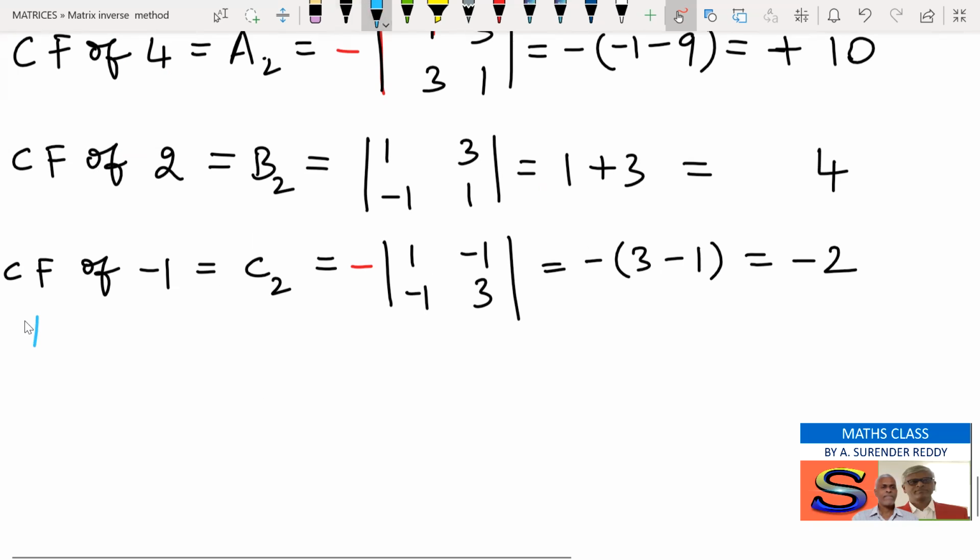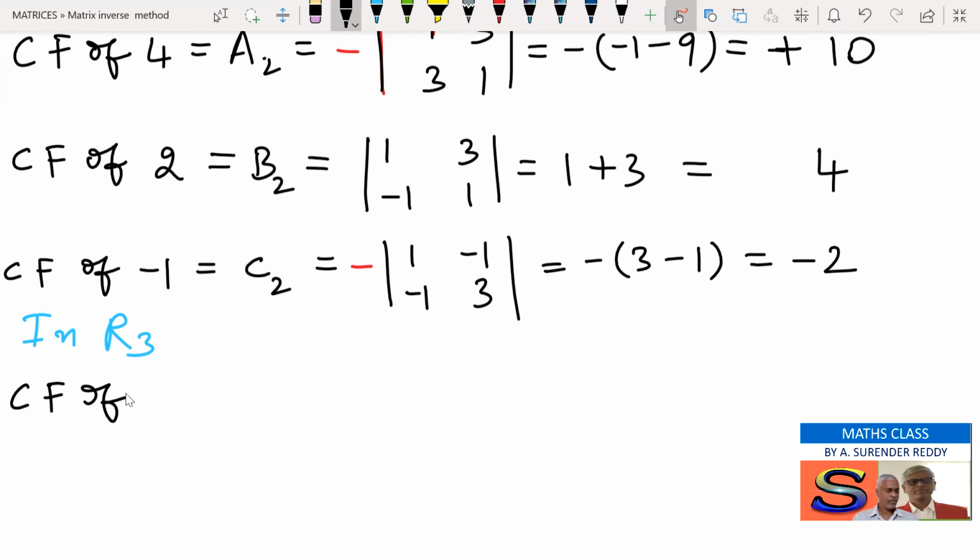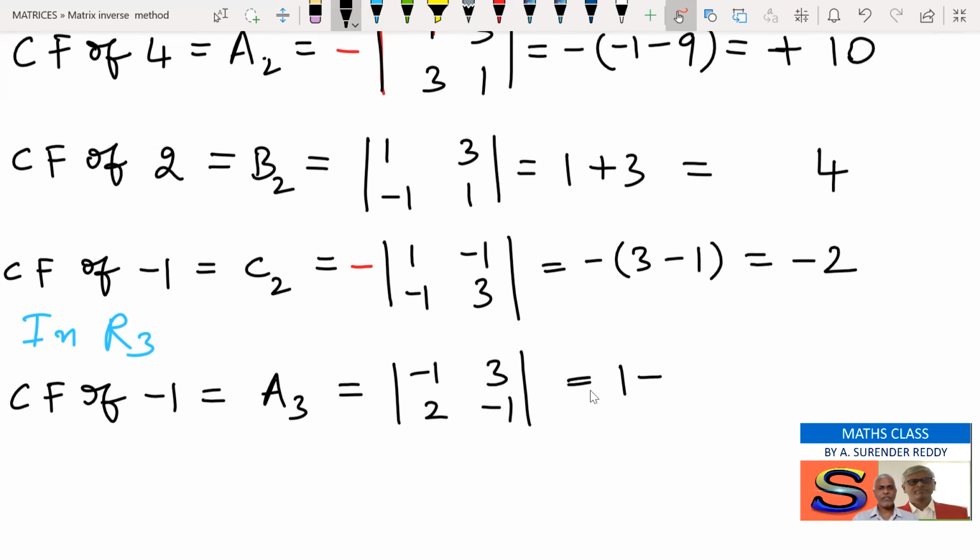So now in the third row, the cofactors of the third row, first element, that is minus 1. Let us name it as A3. So eliminating the third row, first column, minus 1, 3, 2, minus 1 will be there. Minus 1 plus 1, 3 into 2 is 6. 1 minus 6 is minus 5.